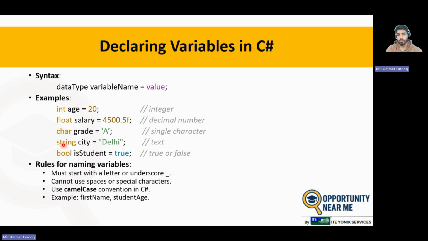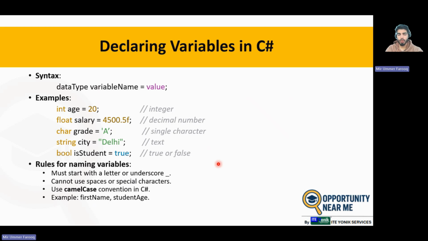And then we have string if you want to store a collection of characters, like your name, your address, or anything else. For that we use strings. And then we have the boolean, like if there is a statement which can only be either true or false, for that we have the boolean type, which stores only a true or a false.